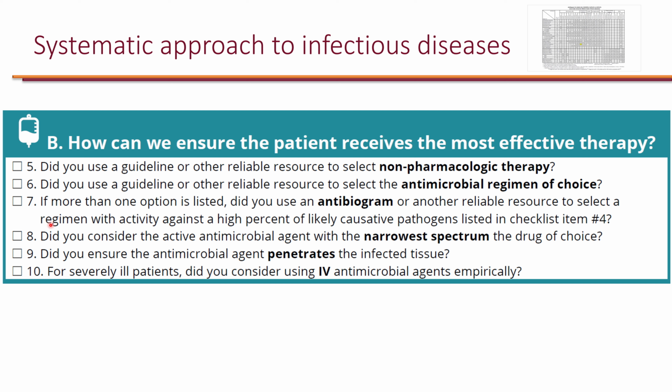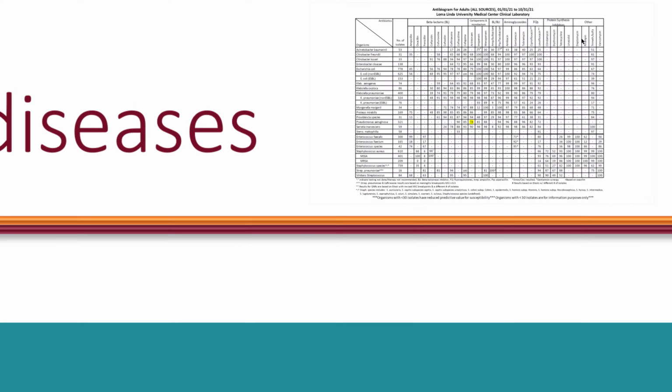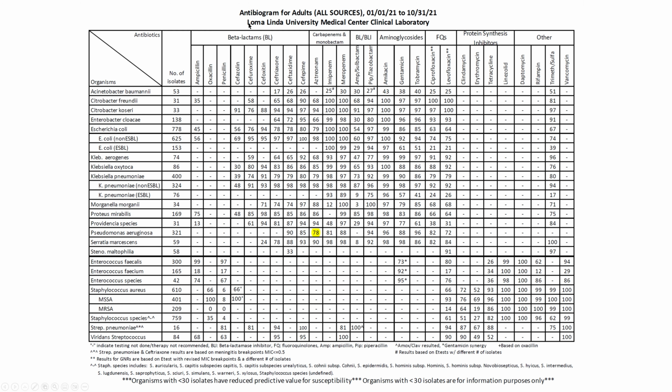And the next thing to consider, if more than one option is listed: did you use an antibiogram or another reliable source to select a regimen with activity against a high percent of likely causative pathogens listed in checklist item number 4? And here's what an antibiogram looks like. So here's an example of the antibiogram from Loma Linda University Medical Center.